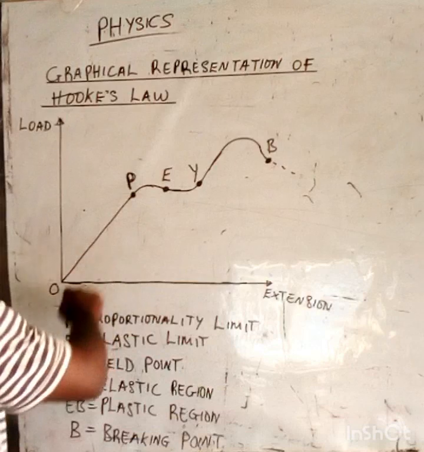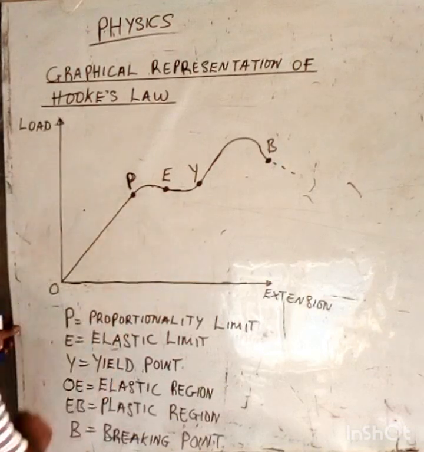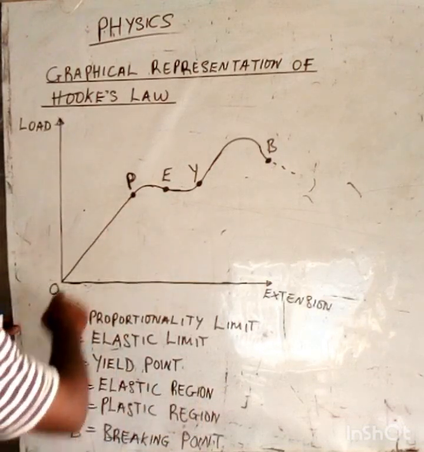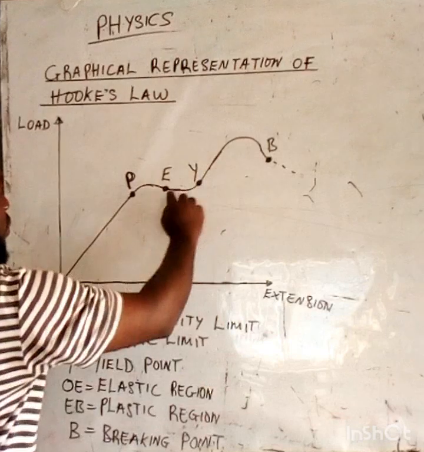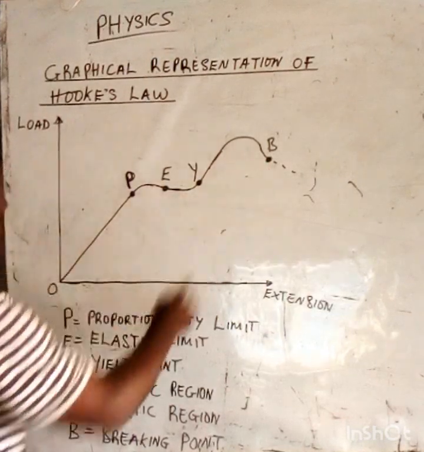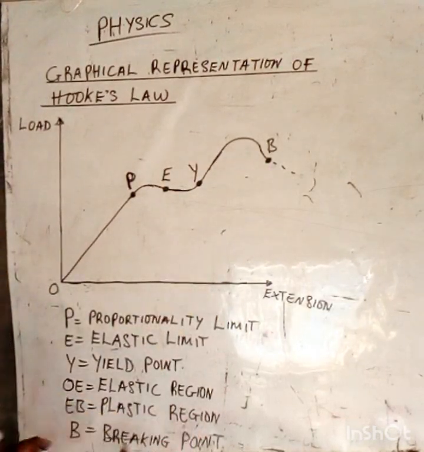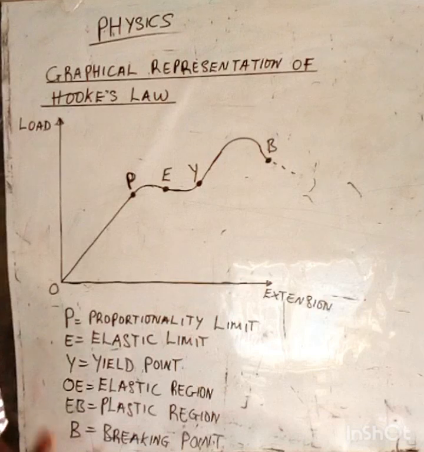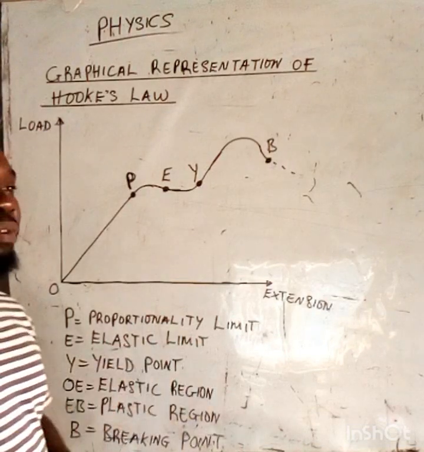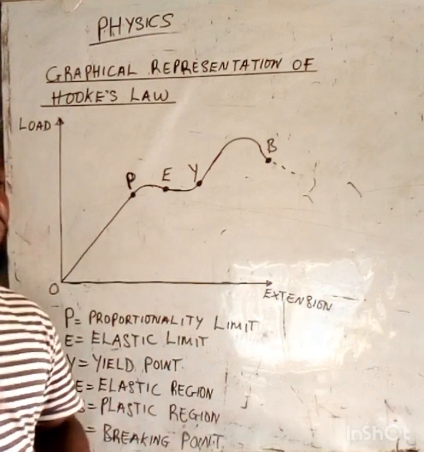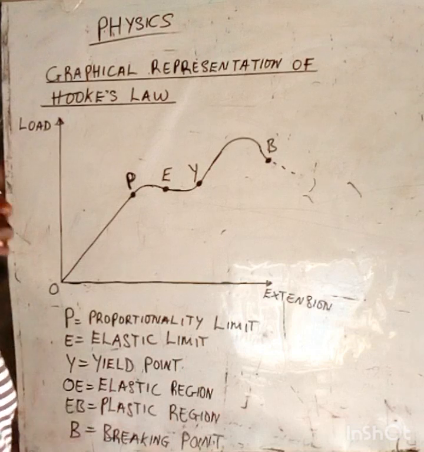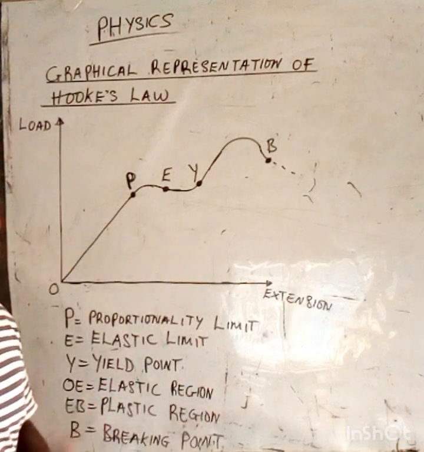From 0 to E is called the elastic region. Then from E to B is called the plastic region. It is called the plastic region in the sense that when you remove the force after applying it on that elastic material, it will not come back to its normal size or shape again.